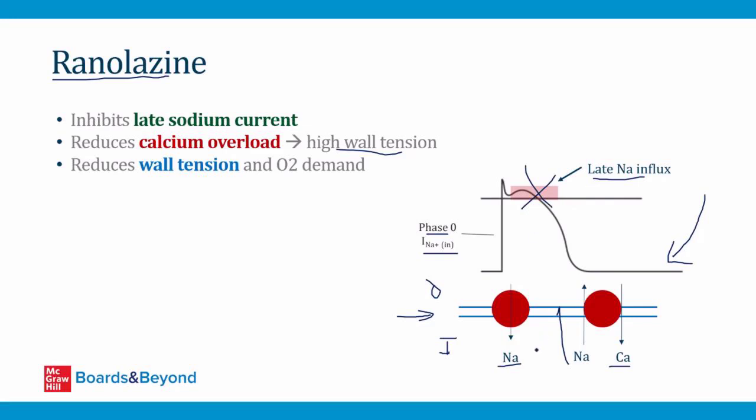Therefore, you don't get an overloaded sodium myocyte, and therefore sodium doesn't get exchanged for calcium and you don't get calcium overload. The overall effect is that this reduces wall tension and oxygen demand, and by this mechanism, ranolazine has been shown to have some benefit in patients who have refractory chronic stable angina, where other medications like the ones we talked about earlier aren't working.